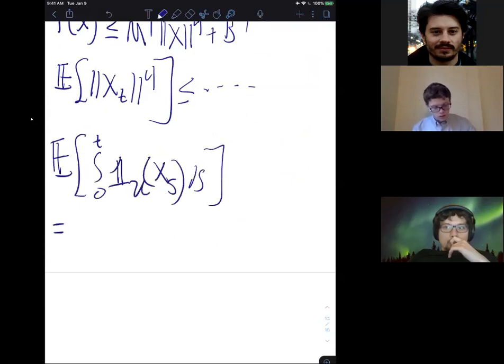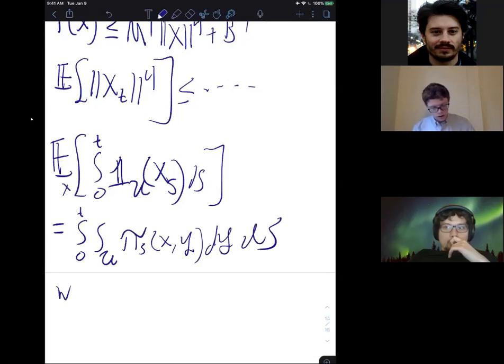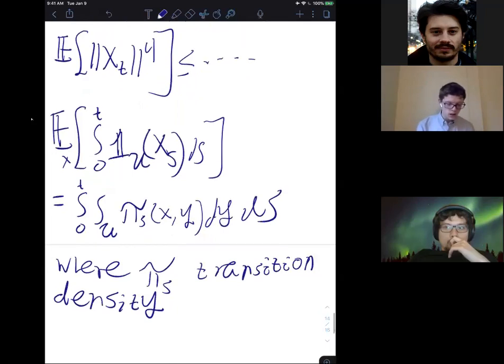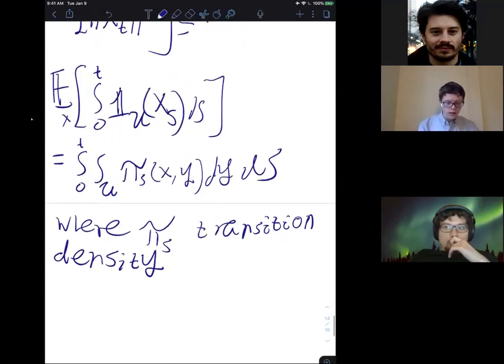is equal to the integral from 0 to t of the integral over U of pi_s, let's say we're starting at some point x, pi_s of x, y, dy, ds, where pi_s is the transition density. This is just by the basic theory of Markov processes and diffusions. What we really care about is the amount of time that we're spending in this bad set. So we have this transition density. How can we control that?